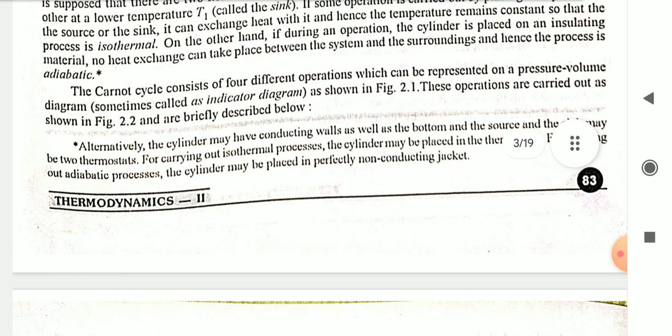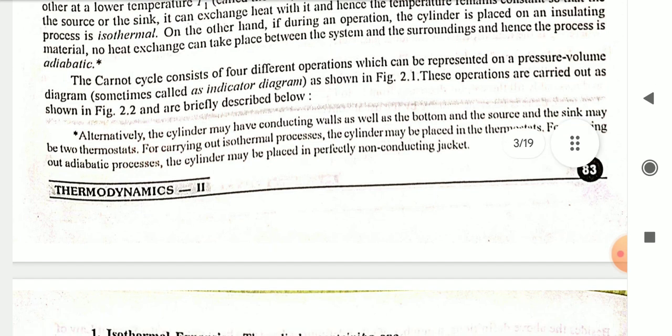The Carnot cycle consists of four different operations which can be represented on a pressure-volume diagram, sometimes called an indicator diagram, shown in figure 2.1. These operations are carried out as shown in figure 2.2 and are briefly described below.